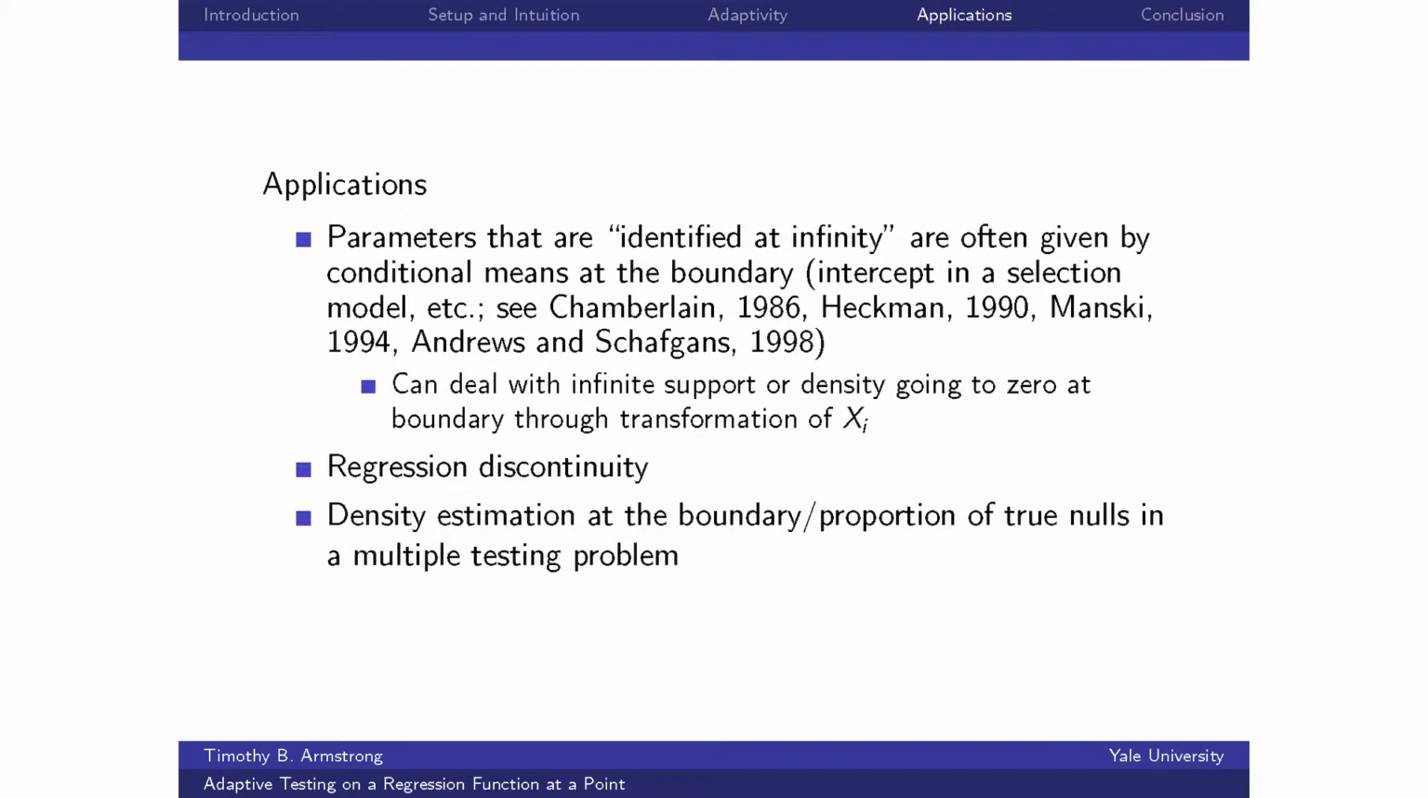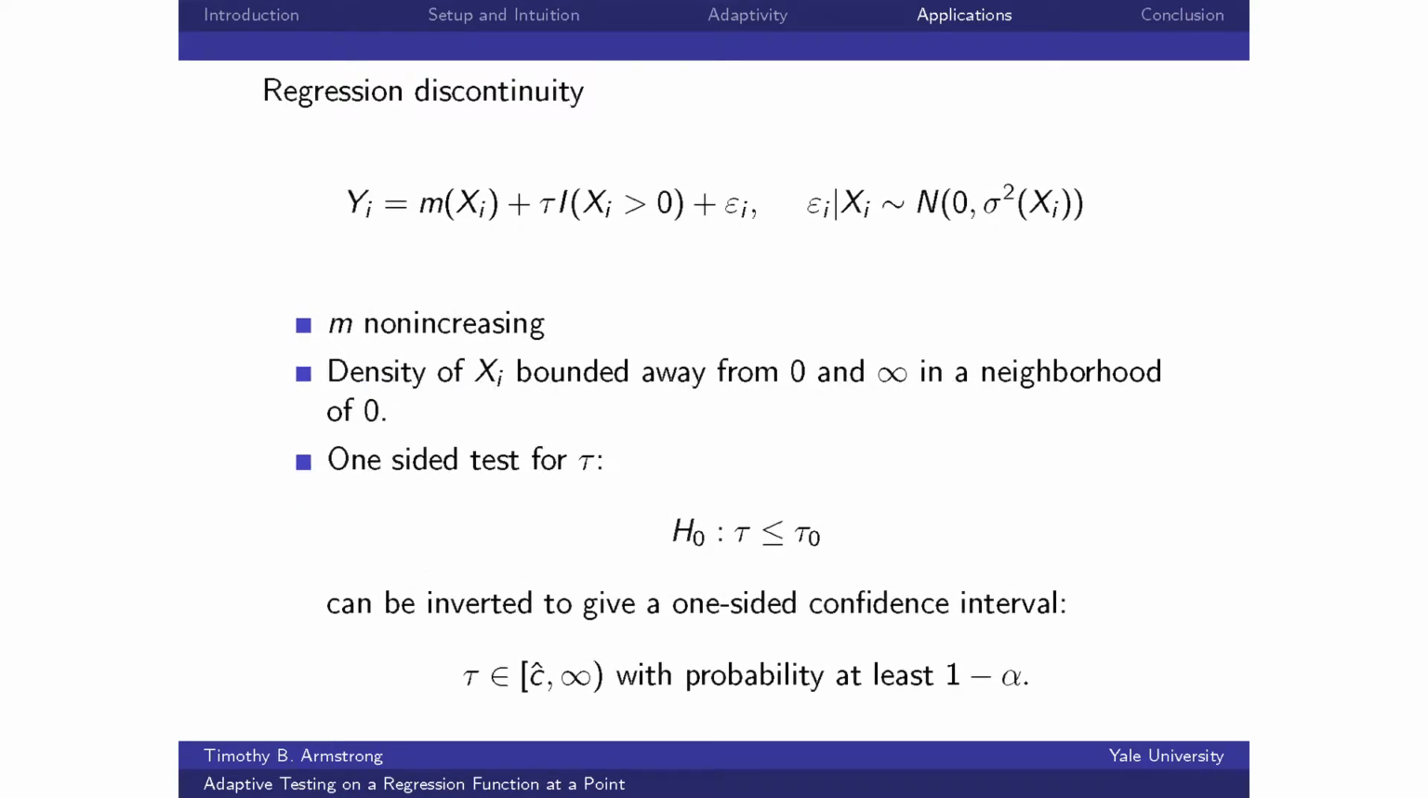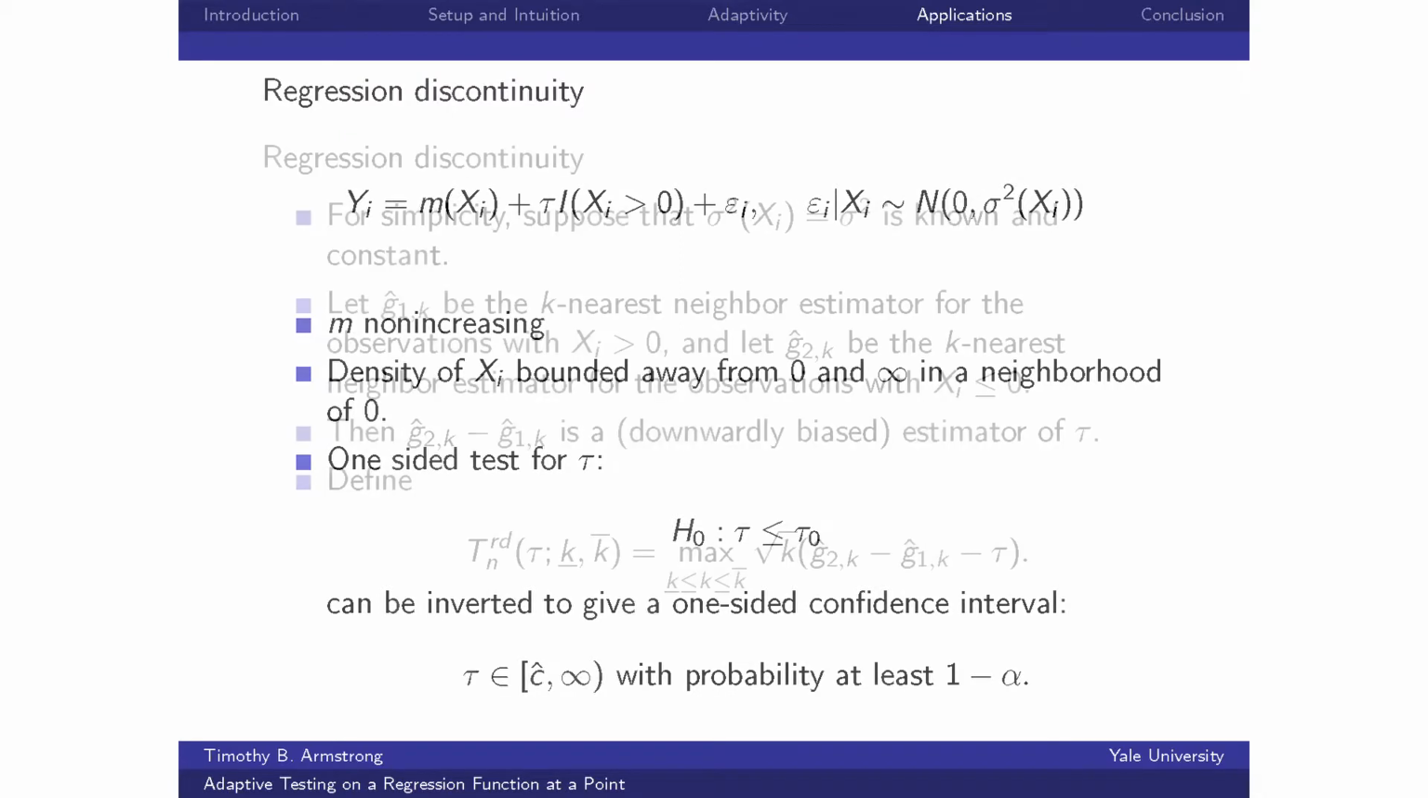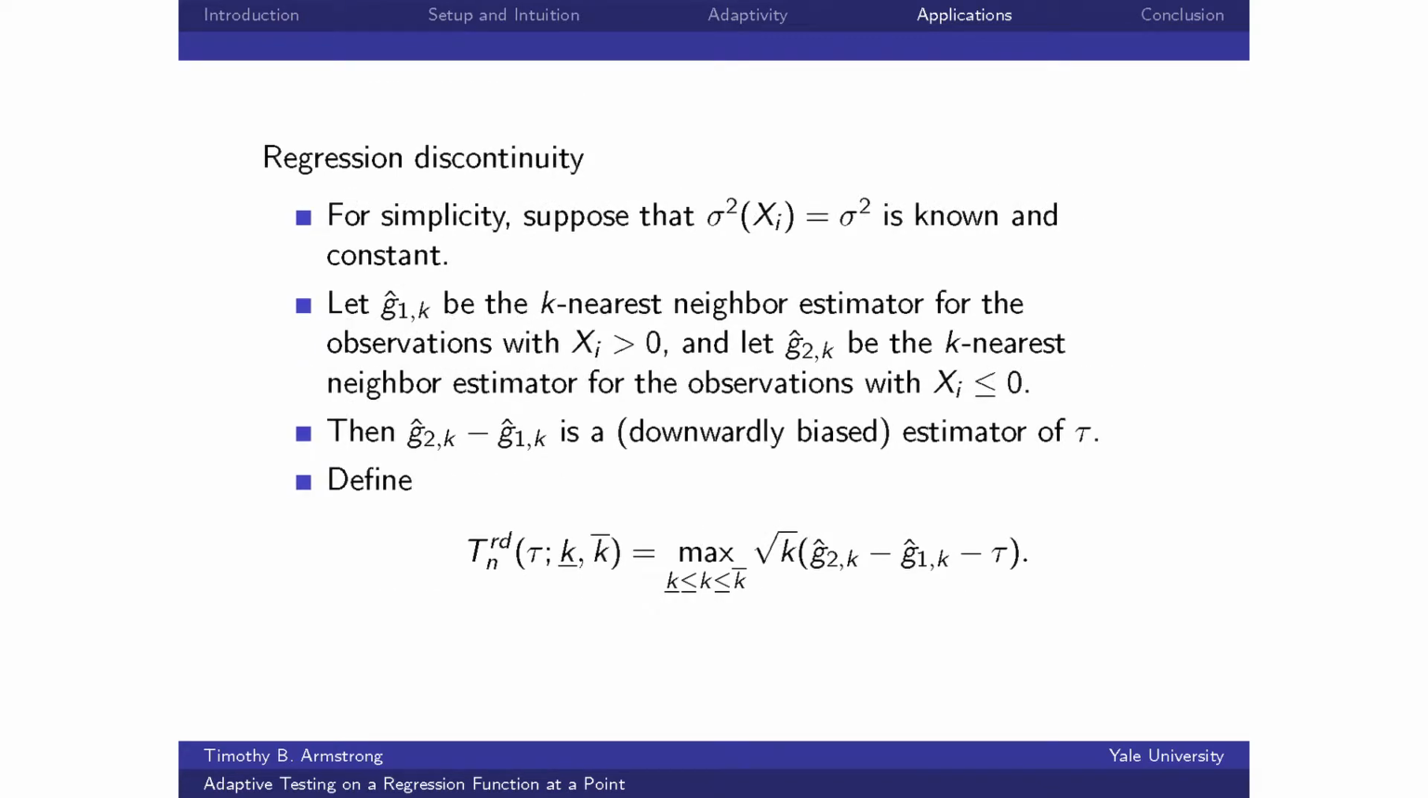Okay, so I mentioned that identification at infinity and regression discontinuity are the main applications in econometrics. I think it's pretty clear how this is going to generalize to the regression discontinuity setup, right? So let me actually try to talk a little bit about another application. We take the difference on either side, and we get the same optimality results.